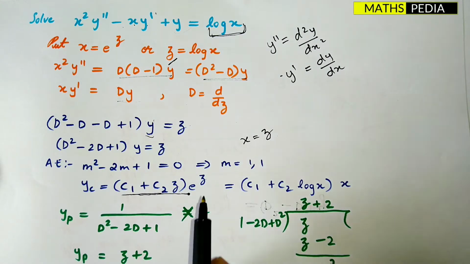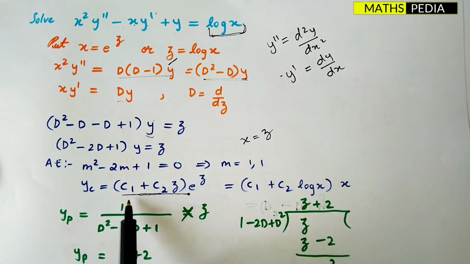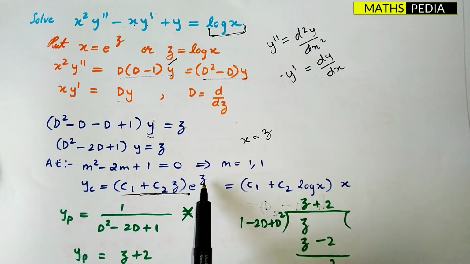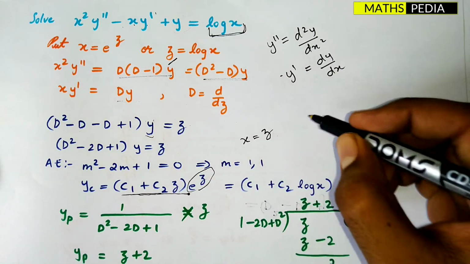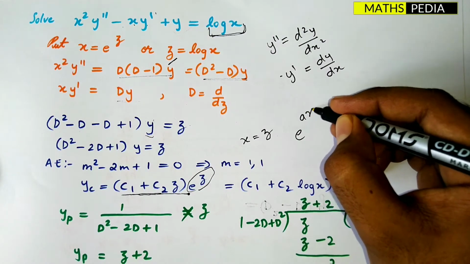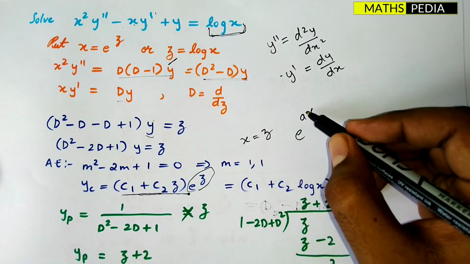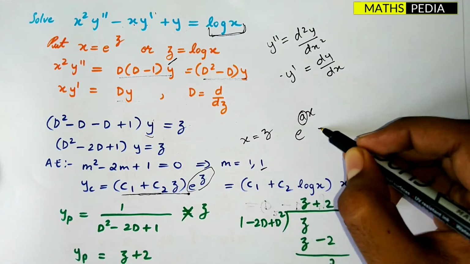Okay, you have to remember. So y = (c1 + c2 z) e^z. You have to write it in that form. You can see here y = e^z, because we have the solution e^(ax) here. Okay, what is a? It is nothing but 1, so it will be e^x.